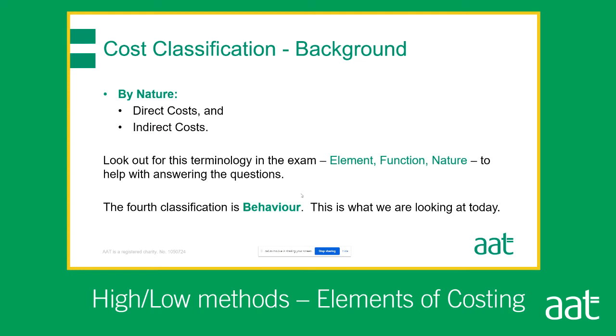Then our third grouping is by nature. Okay, so that's the split between direct costs and indirect costs. And just to highlight that for you, look out for this terminology in the exam: element, function and nature. That will help with answering the questions. They will quite often be worded based on costs by element, costs by function, or costs by nature. Our 4th cost classification then is behaviour, and that's what we are looking at today.